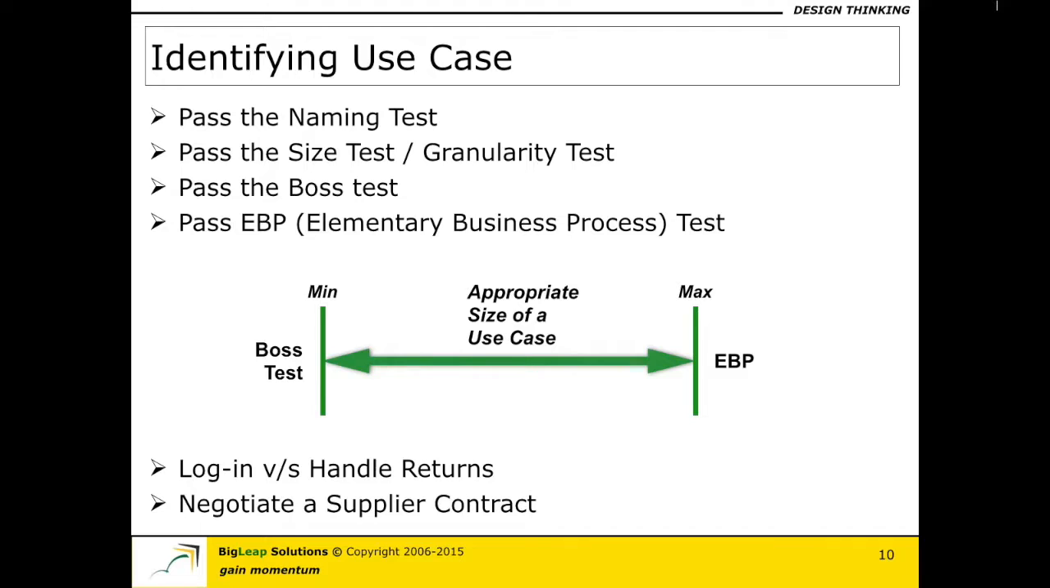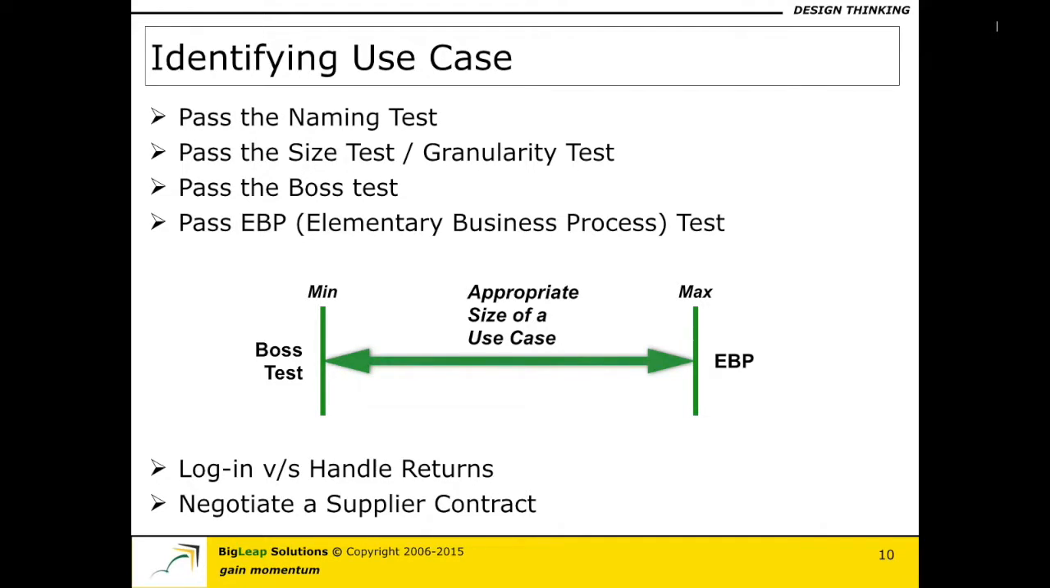And as I mentioned earlier, yes, we know that this is not a numerical scale, so we cannot exactly say what is the right size of a use case, but we put it against a given scale which had the BOSS test on the minimum side and the EBP on the maximum side. So any use case which passes all these 4 tests is a valid use case name.